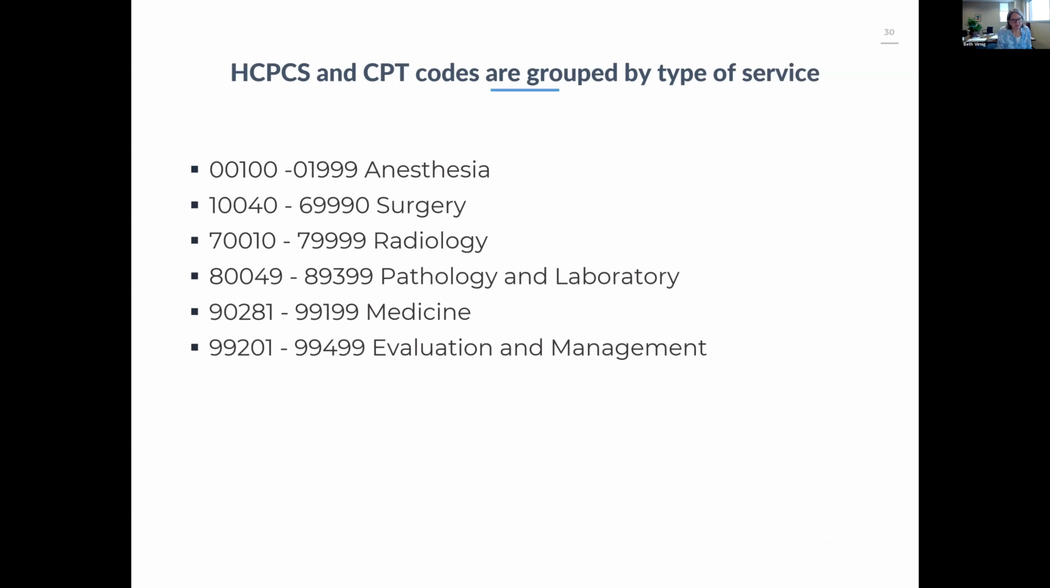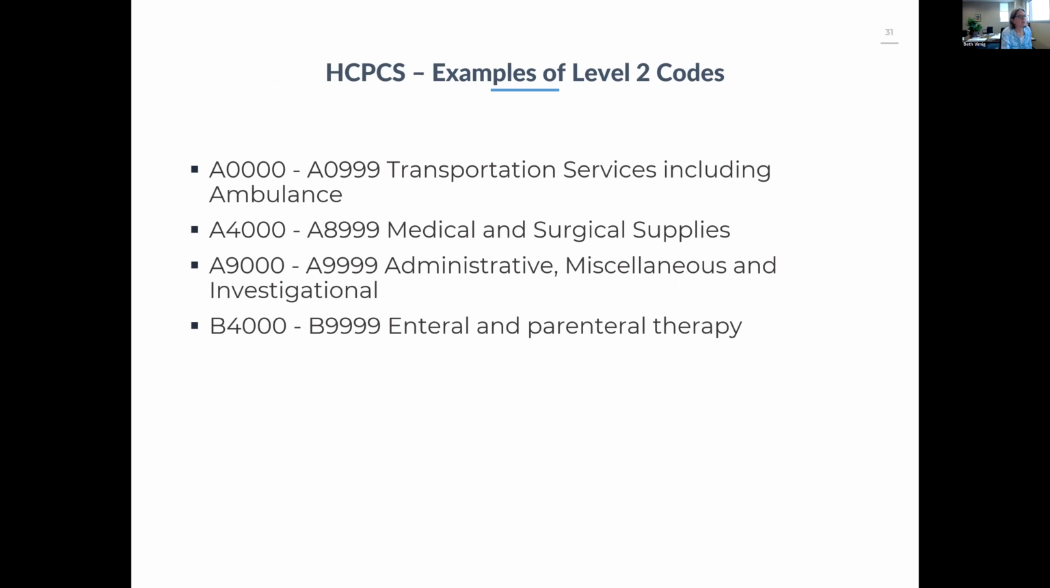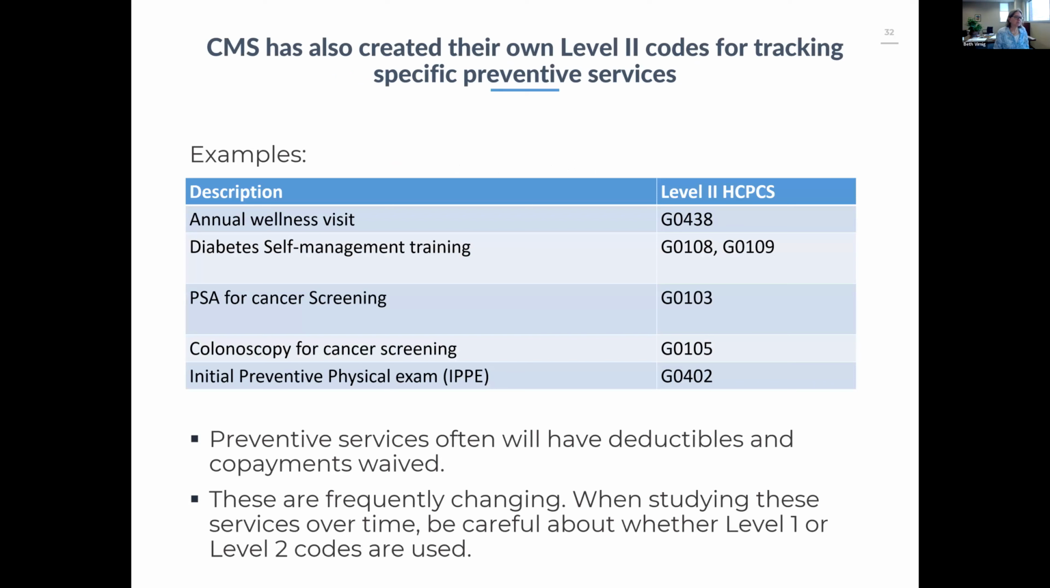Evaluation and management codes will tend to be different based on both location of care and complexity of patients. So there are different E&M codes for emergency, for new patient, for established patient. Examples of level 2 codes include ambulance services. Ambulance services are going to be an A code, between A0000 and A0999. Different therapies will have A's, B's. A lot of chemotherapies are going to be in the J range. You can look at these codes, and what they should be are things like supplies or things that are policy. And these are the G codes.